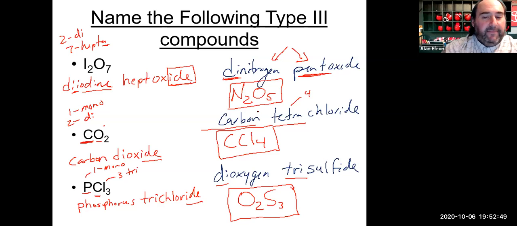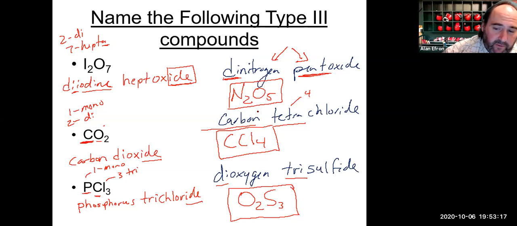Question on type 3. So again, people always want to use prefixes everywhere. This is actually the only place that you should use prefixes, in a type 3 compound when you have two nonmetals together. As we also see here, no Roman numerals and prefixes. None of that stuff happens together. If you find yourself given a name with Roman numerals and prefixes, you probably should put the X on it yourself before I get to it.